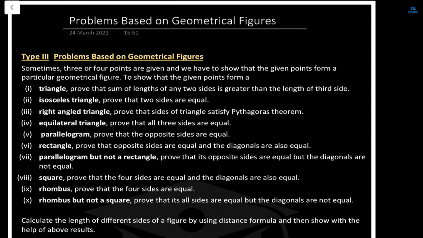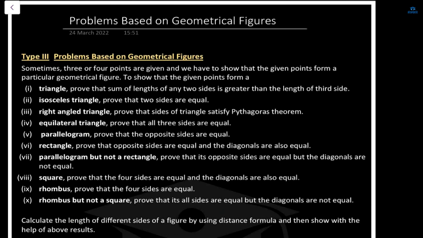Okay, by using the distance formula you can do it. Isosceles triangle, two sides are equal. So you can find the three side distances and then show that two sides are equal. Right angle triangle, Pythagoras theorem you can also prove by first finding your distance and then putting in the formula. Equilateral triangle, parallelogram based on the opposite sides are equal.